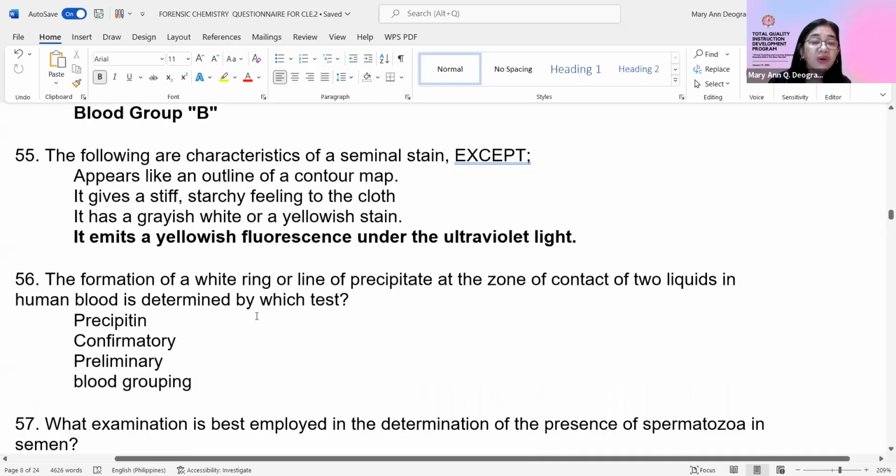The formation of a white ring or line of precipitate at the zone of contact of two liquids in human blood is determined by which test? Is it precipitin, confirmatory, preliminary, or blood grouping?